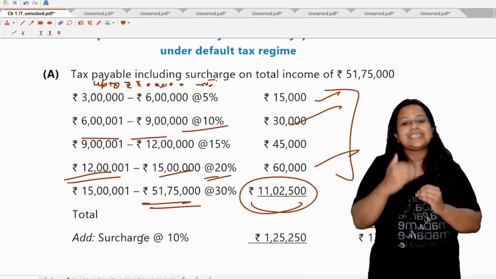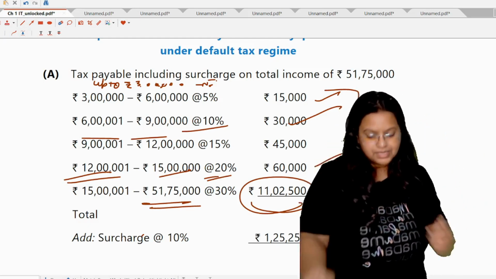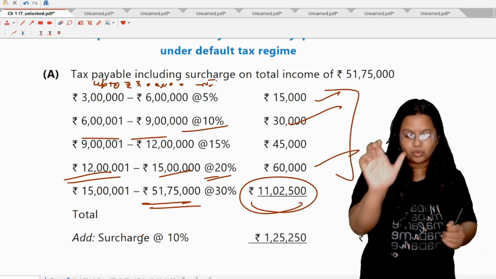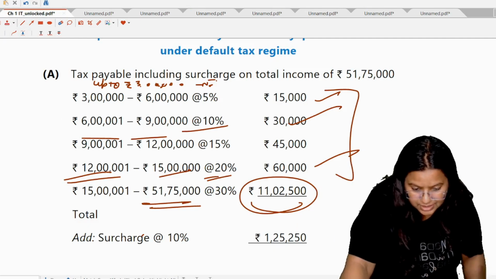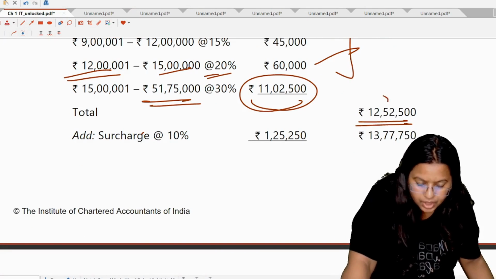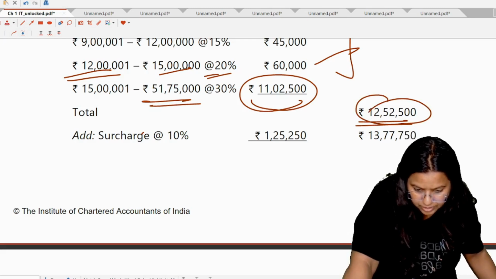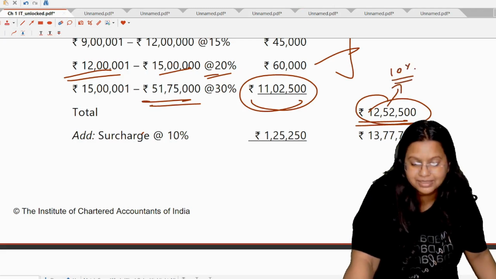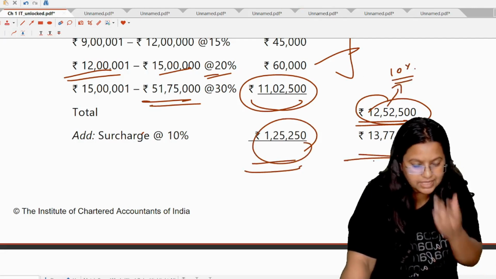Now, if a person is getting an income of more than 50 lakhs, how much surcharge rate shall be applicable in this case? 10%. And the surcharge shall be leviable on the tax amount, not anything else. So students, here the total tax liability is 12 lakh 52,500, and on this 12 lakh 52,500, 10% shall be the surcharge. That is 1 lakh 25,250. The total here is 13 lakh 77,750.